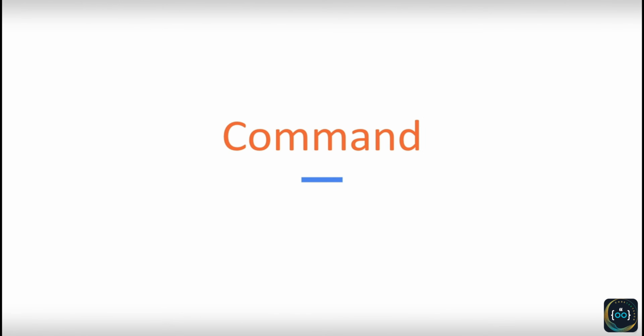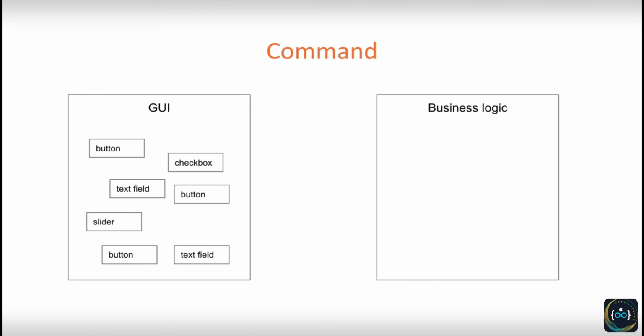Right, so the next design pattern we're going to talk about is the command design pattern. So let's have a look at a diagram, a high-level overview to see what kind of overall problem the command design pattern is trying to help us solve. So here we have a system that contains two parts. We have a GUI or graphical user interface, and we have some business logic, right?